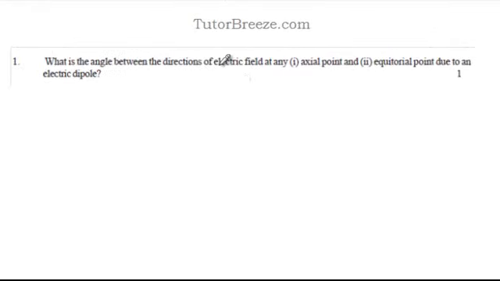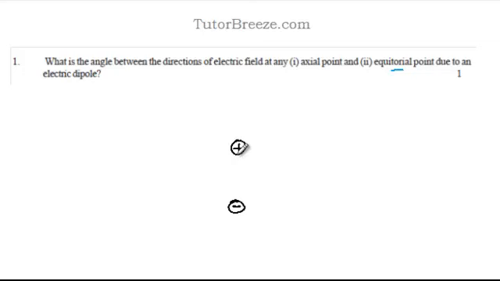Now let us see what is the angle between the direction of the electric field at an axial point and at an equatorial point. So let us consider a dipole. Say we have a positive point charge and a negative point charge. And now if you're going to consider an axial point, that will be somewhere along this line, because this is the axial line, and the equatorial point will be somewhere along this plane which bisects the line joining these two charges.